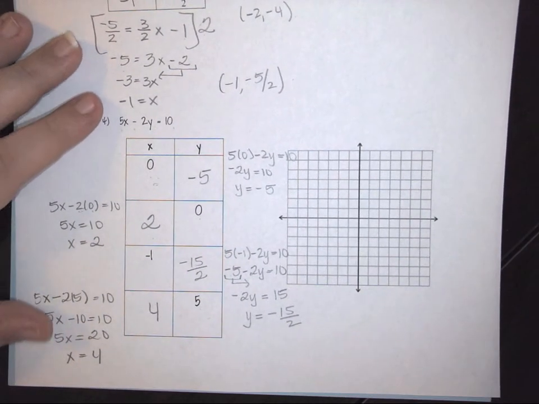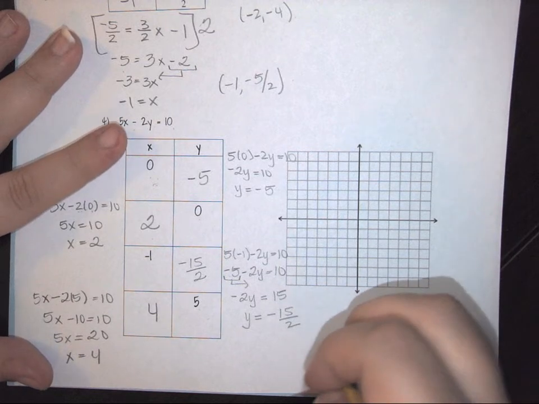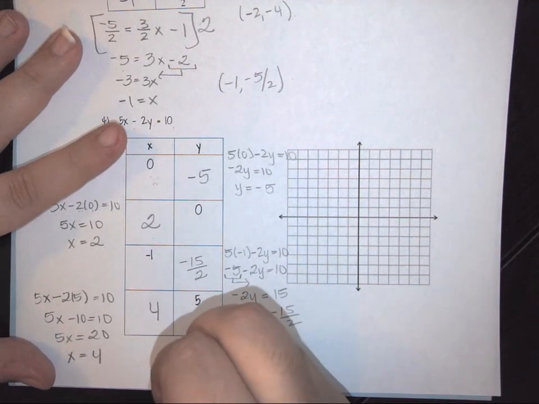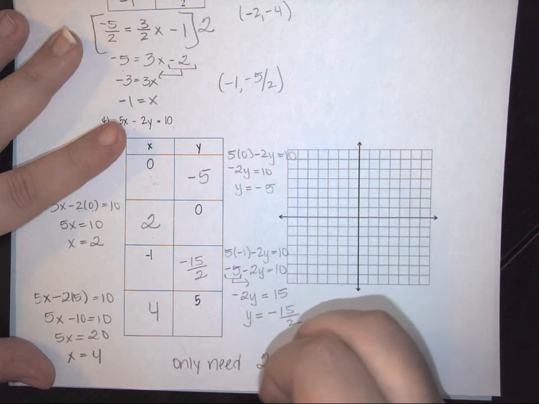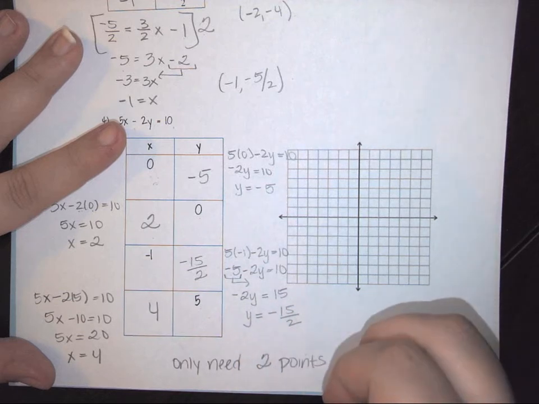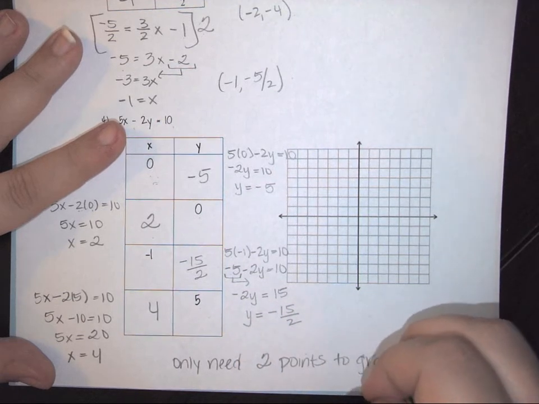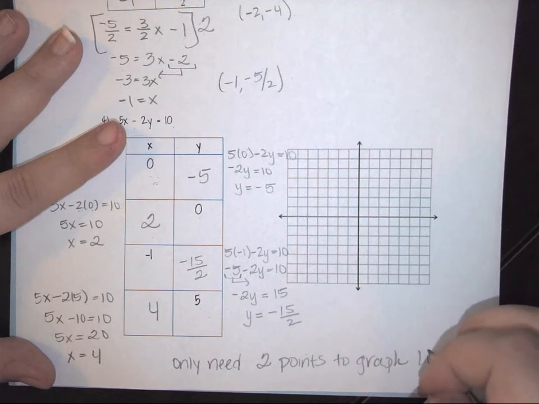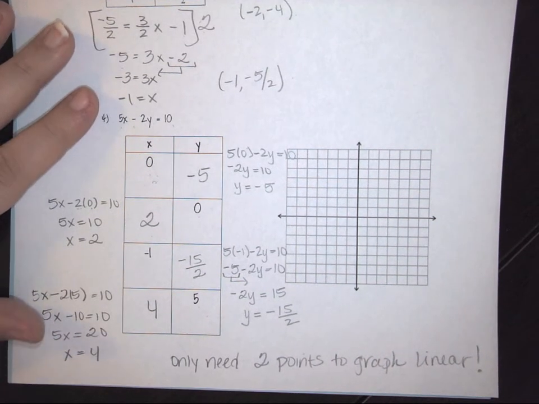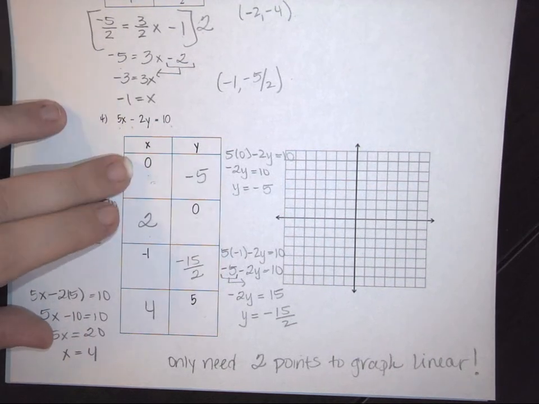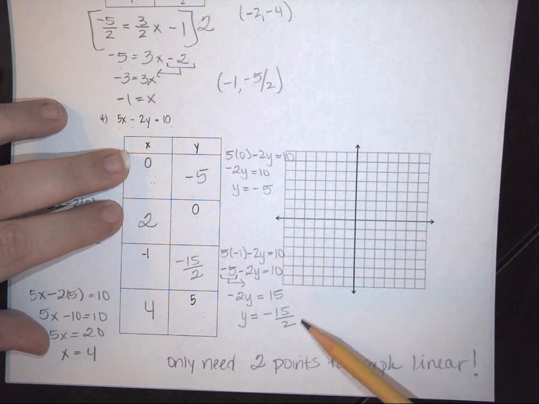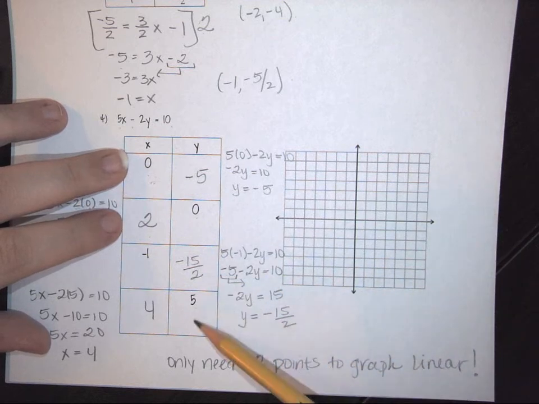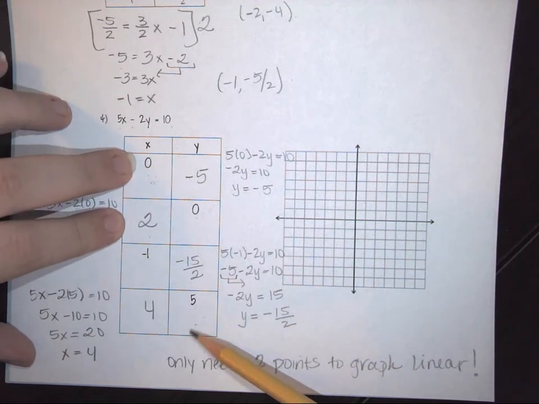Now, one thing to note about linear is you only need 2 points to graph linear. So you could pick your 2 favorite points to use. I would use these top 2. And then once you graph your points and connect it, you can use, say, the other 2 to make sure that you did it correctly.